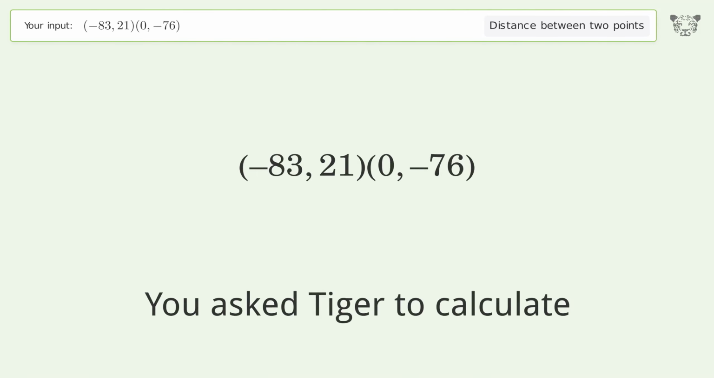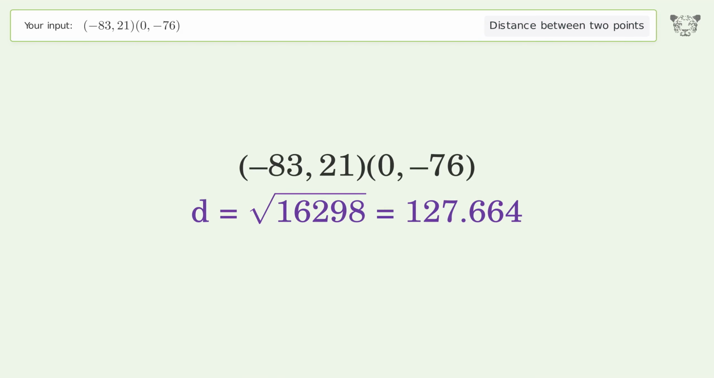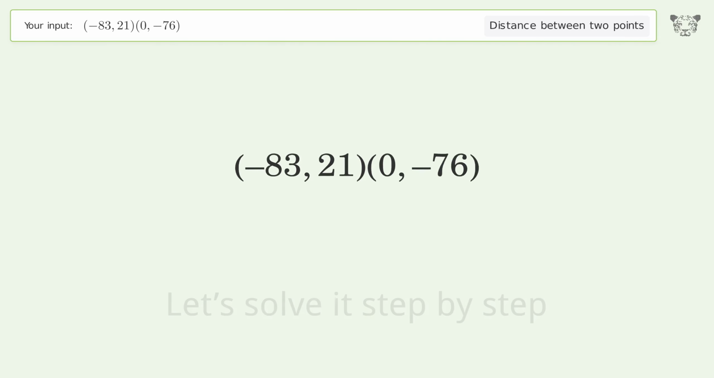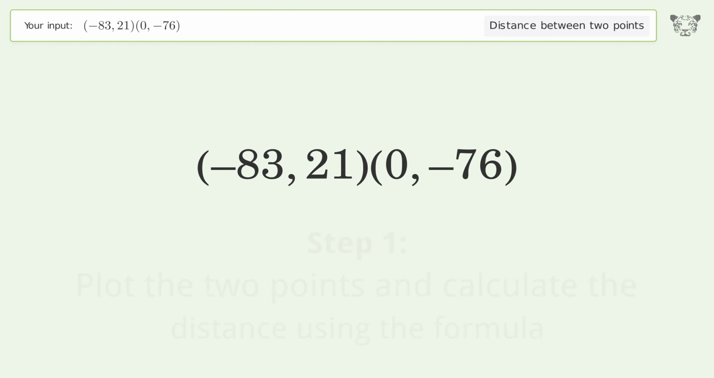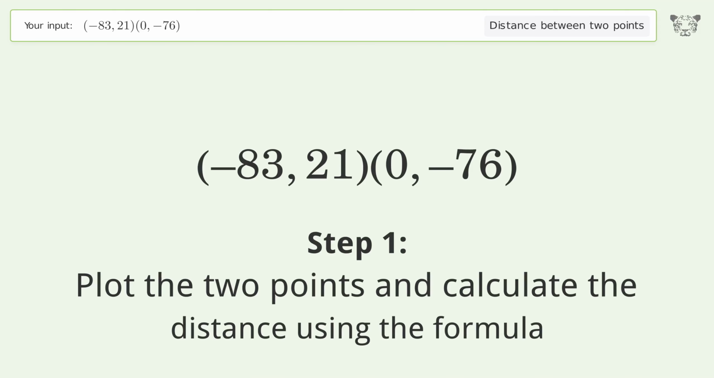You ask Tiger to calculate. This deals with the distance between 2 points. The distance between the 2 points is the square root of 16,298, or 127.664. Let's solve it step by step. Plot the 2 points and calculate the distance using the formula.